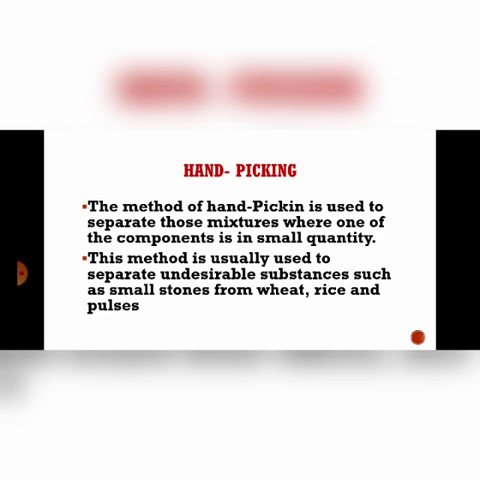The method of hand picking is used to separate those mixtures where one of the components is in small quantity. When one of the components of the mixture is smaller than the other, then we use this process called hand picking. This method is usually used to separate undesirable substances such as small stones from wheat, rice, and pulses.